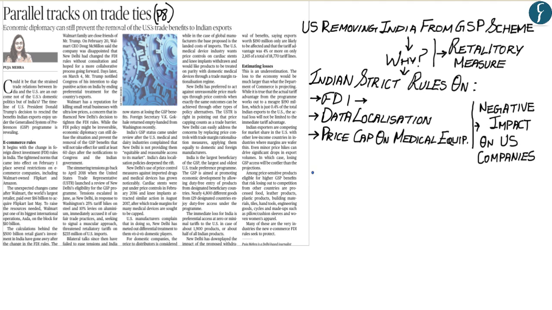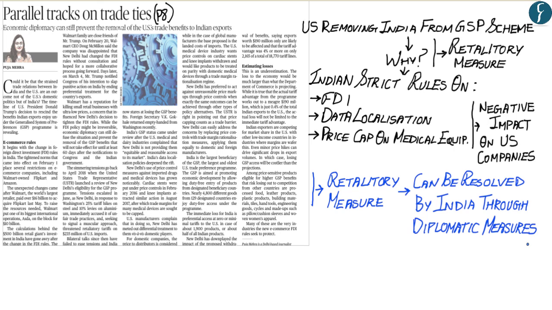Now, the main conclusion of the author is that this retaliatory measure that has been undertaken by the United States can be resolved by India through diplomatic measures. However, the author does not go into depth as to what diplomatic measures can be undertaken by India so as to resolve this issue. However, the author does highlight that if this problem is not resolved, then it would create a lot of problems for Indian traders who have benefited from the GSP scheme.